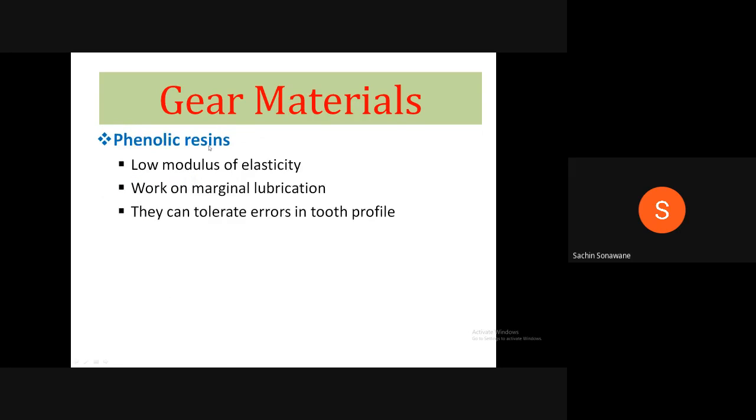Next is phenolic resins, meaning plastic material. It has a low modulus of elasticity and works on marginal lubrication. They can tolerate errors in tooth profile. These phenolic resin or plastic gears are used in computers, that is CD drives, and in toys. You will find these plastic gears. Therefore, these are the materials of the gears and they are used according to their applications, depending upon the load carrying capacity and how much stress they should withstand.